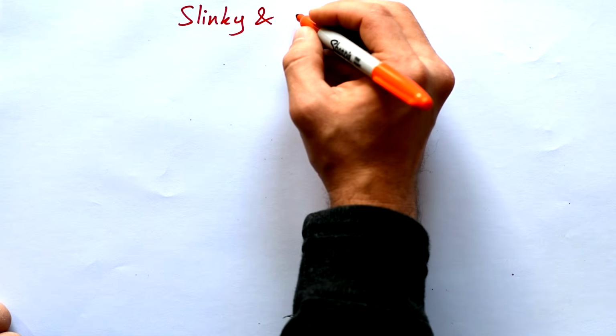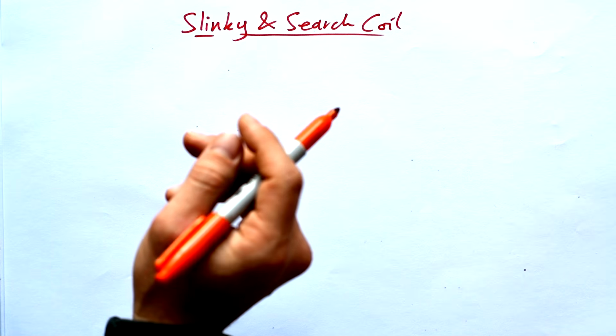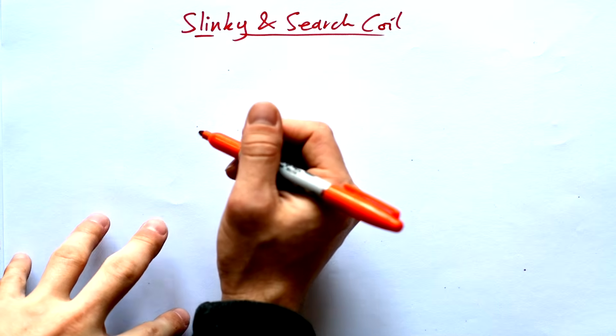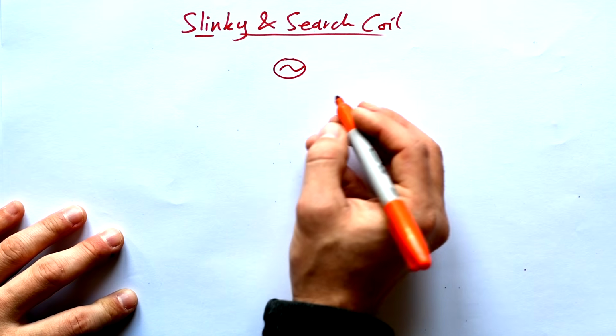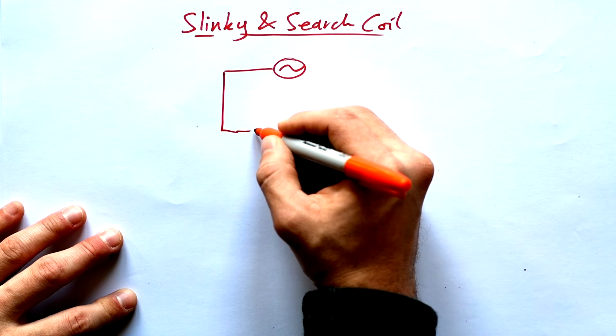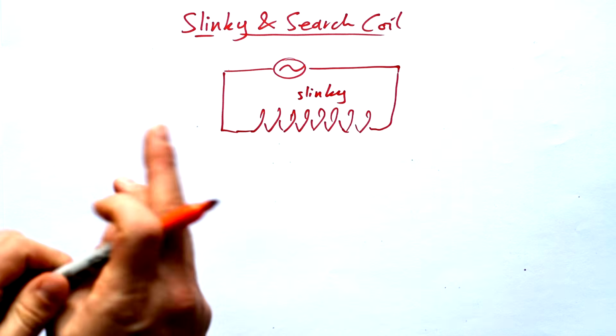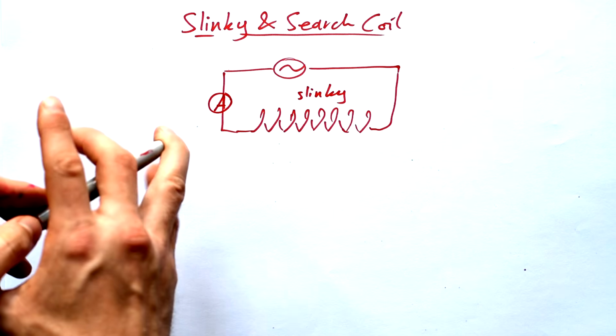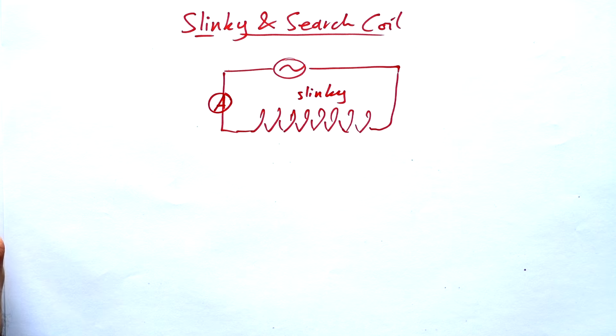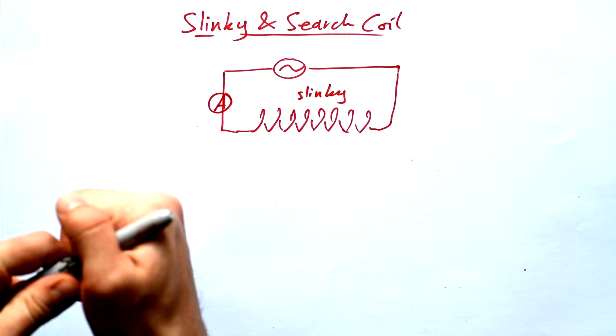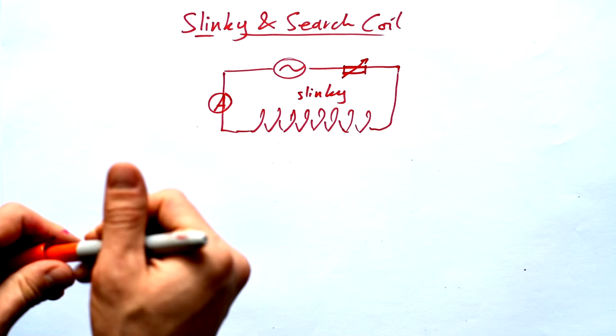Alright, welcome to the investigation into how the angle of a search coil affects the EMF induced in it. So you want an AC supply sending current down a slinky, and it might be worth having an ammeter in there, an AC ammeter that is, to see if the current changes. You want to make sure that the current stays pretty constant, and so you might want to have a variable resistor in there as well.